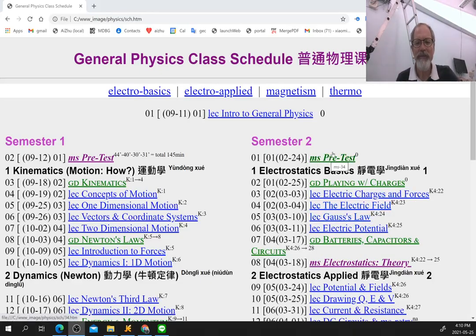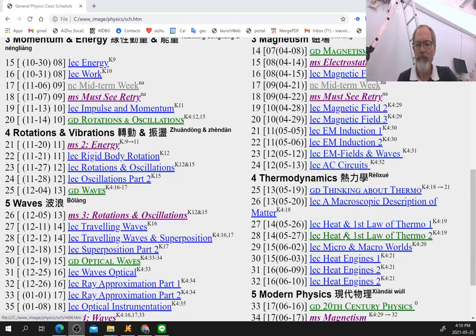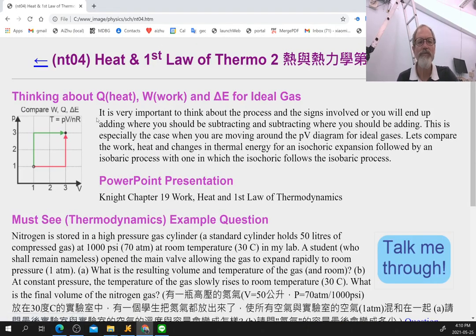Hi guys, today is our second lecture dealing with heat and the first law of thermodynamics. So today I would just want to quickly outline how we're going to be thinking about this. First, we're going to go through a question with regard to thinking about heat, work, and change of thermal energy for an ideal gas.